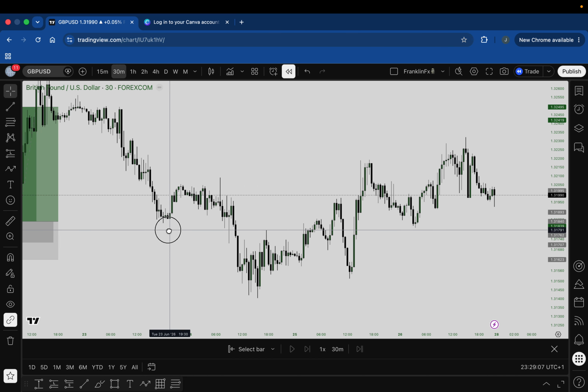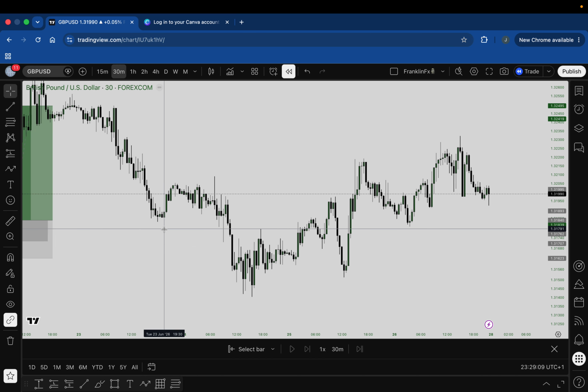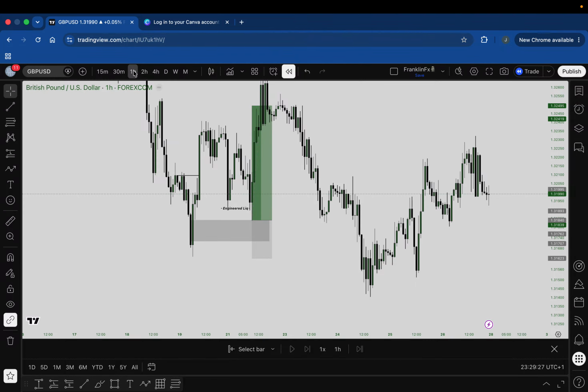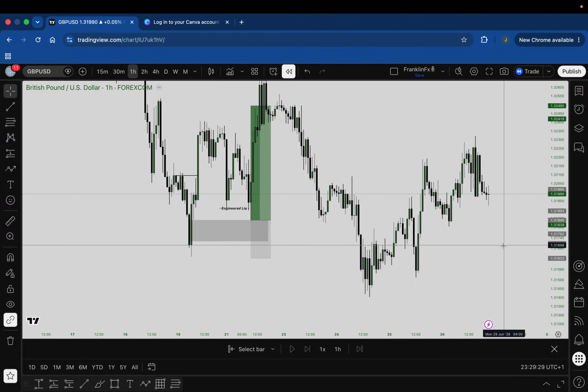You see that now? So that's it. I think there is another example of engineered liquidity here that I can show before I end this video. Okay, let's see, we are on the 1 hour time frame.